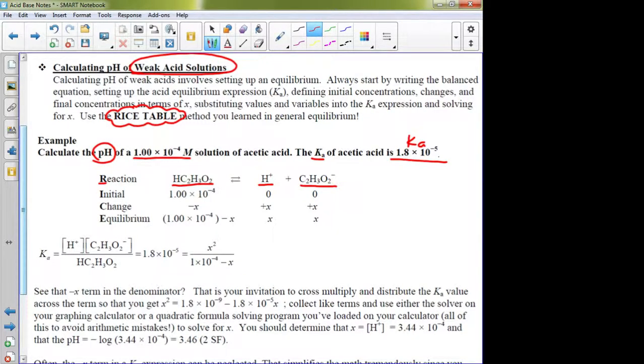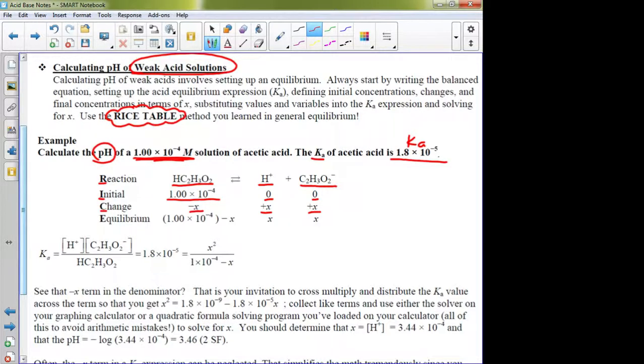Then we do I, which is the initial concentration. My initial concentration was 1.0 times 10 to the negative 4, which I got from the problem. Did they mention anything about my products? No. So I assume that they are 0. So we go 0, we go 0. Then we do C. C stands for the change. In this case, my reactant should be negative X, decreasing by X. My product should be increasing by X. Okay?